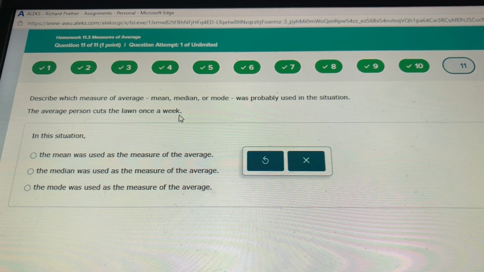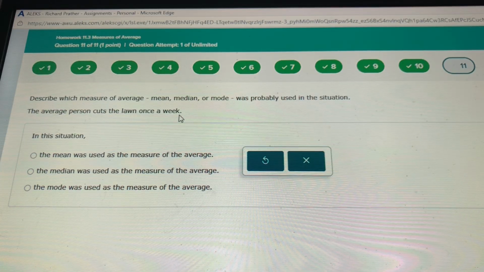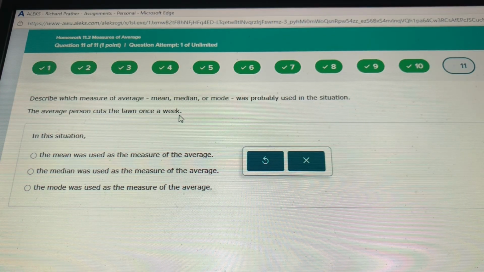You could certainly do the mode. Maybe most people say once a week. People are estimating this probably, so it would be hard to do the mean because they're just making up numbers. But this is a good one. You could probably do any of these three and get an answer, but they want to know which one would be the best one to do.